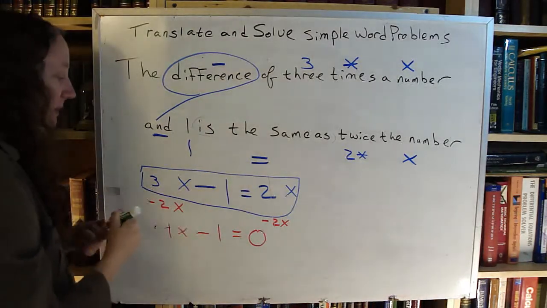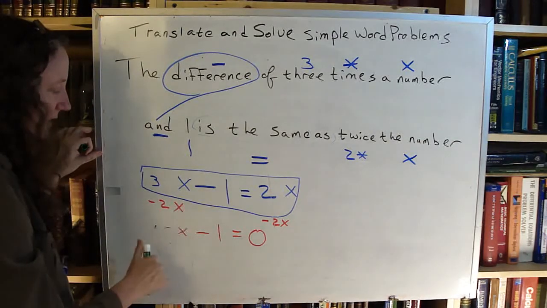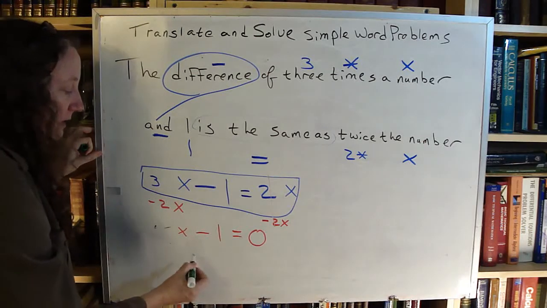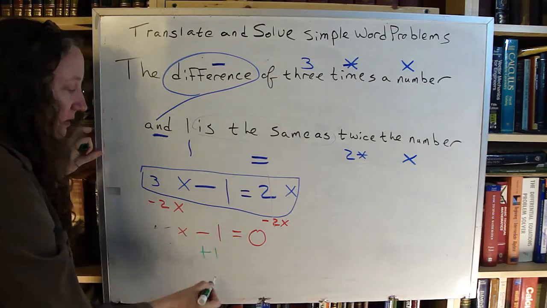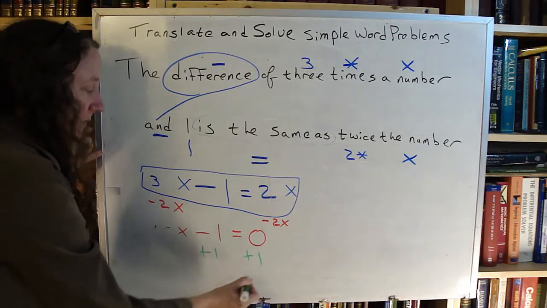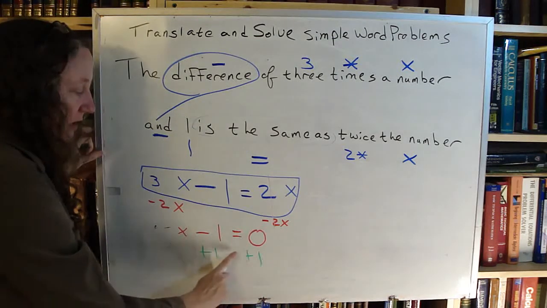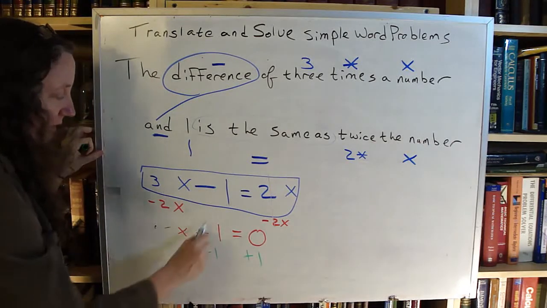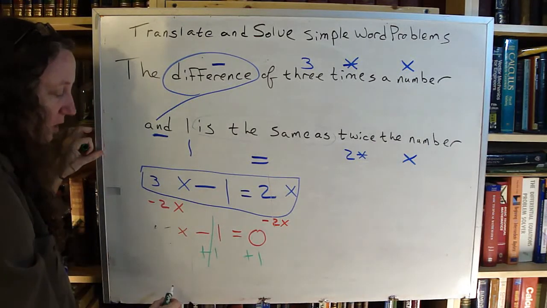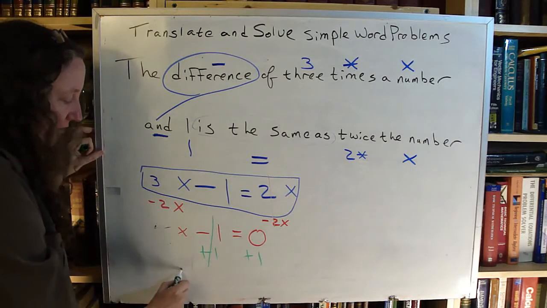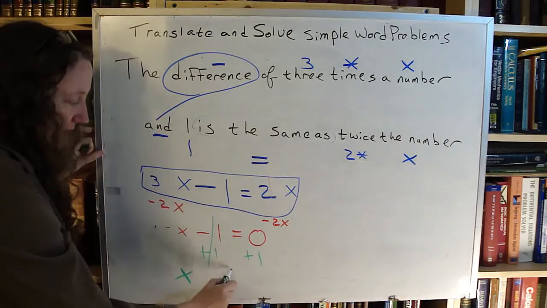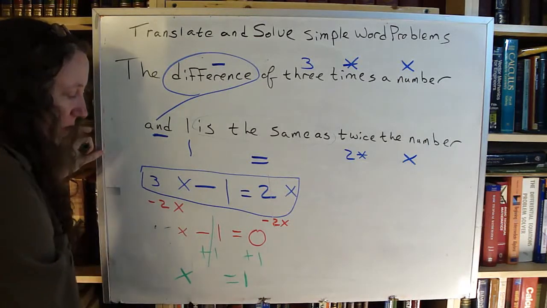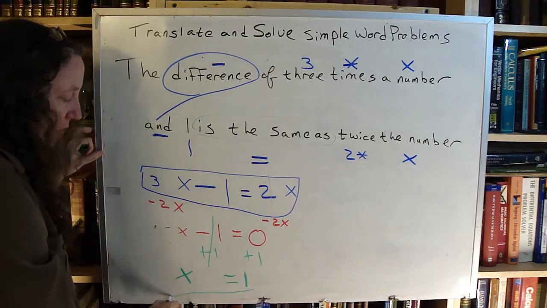My next step, minus the 1. To solve, I need to add the 1. What I do on one side of the equal sign, I have to do exactly the same thing on the other side of the equal sign. So the minus 1 plus 1 cancels out. I bring my x down, bring my equal sign down. 0 plus 1 is 1. So now I have my other part of my answer.